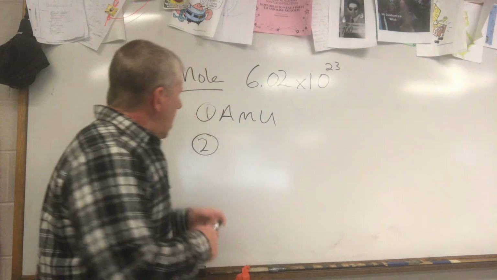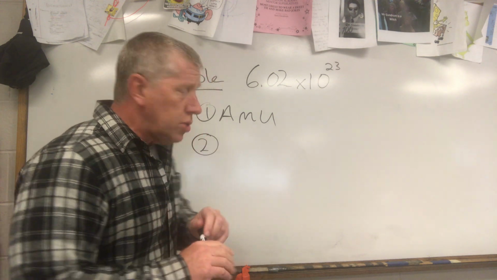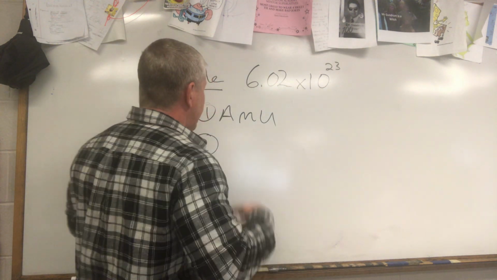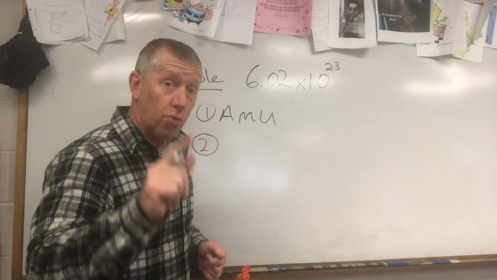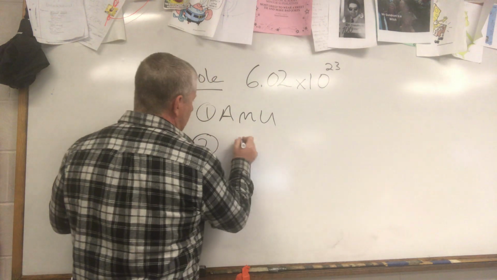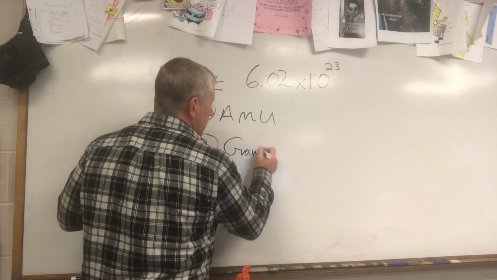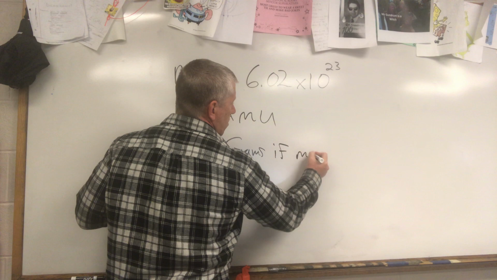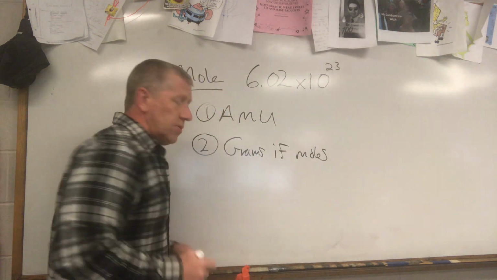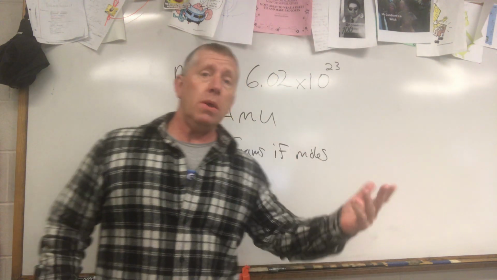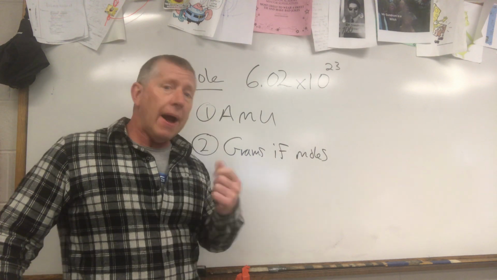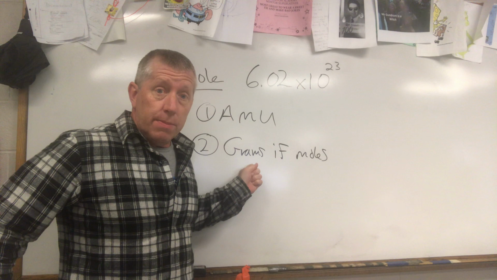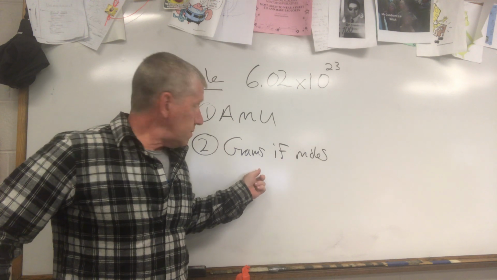Now the second way to look at a value for a mass on the periodic table, besides AMU, is grams. So guess what? My second way is grams. If we have a mole of it, grams if moles. What do you mean by grams if moles? If I have a mole of carbon or a mole of hydrogen, then we would give that mass number the unit of grams.